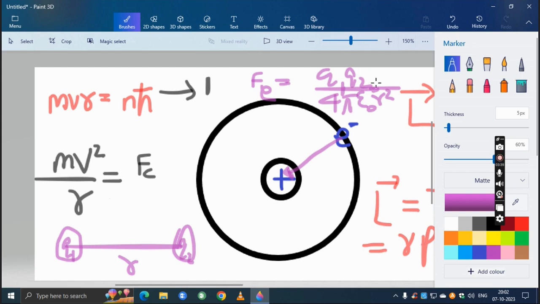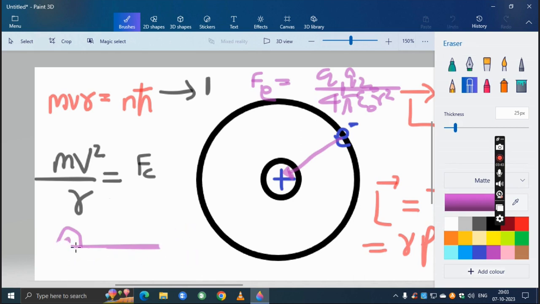So Fe equals q1 q2 by 4 pi epsilon naught r square. Now the really interesting question is, what's q1 and q2? Well, one is the nucleus and the other is the electron. We know that the charge on an electron is 1.6 into 10 to the power of minus 19 coulombs. So what is the charge on this nucleus going to be?